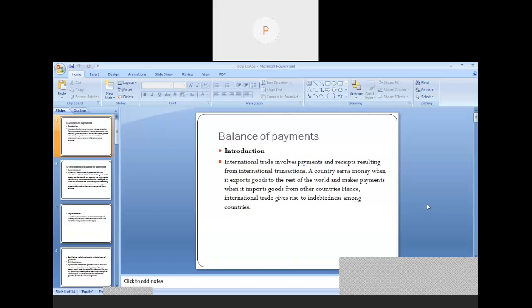So today I'm going to discuss balance of payment, right? So what is balance of payment? Can anybody tell me what balance of payment is? All of you might be knowing what a balance sheet is, right? So for a country, balance of payment is a systematic record of all the economic transactions between its residents and residents of foreign countries, during a given period of time.